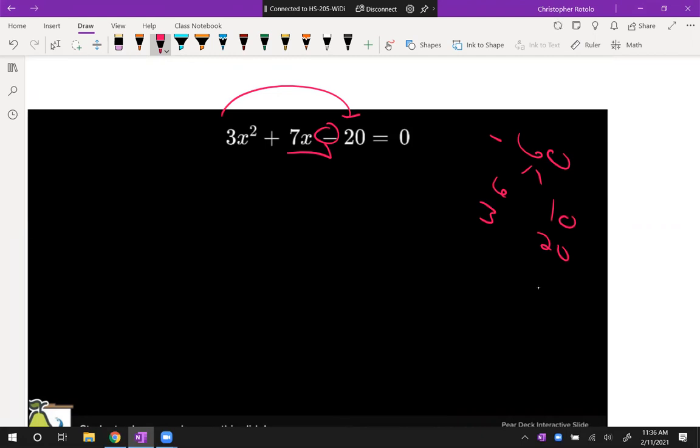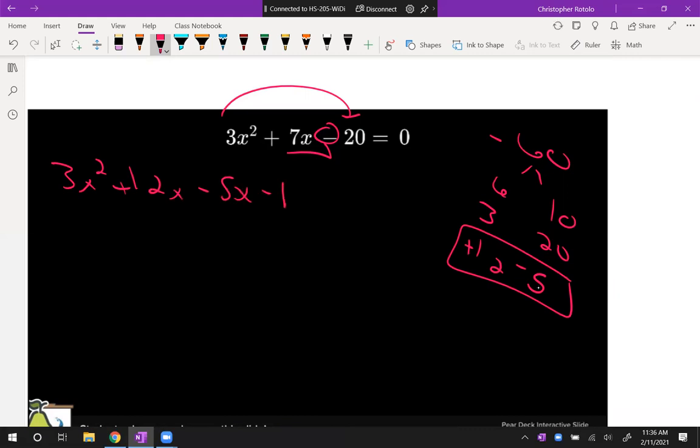So that means I want to take half of the 10 to get 5. So I double the 6 to get 12, and notice those are the numbers we needed. I do want different signs. I want +12 and -5. So 3x squared plus 12x minus 5x minus 20. Ugh, it looks like a mess, even for my writing. Here we go. GCF 3x, we get x plus 4.